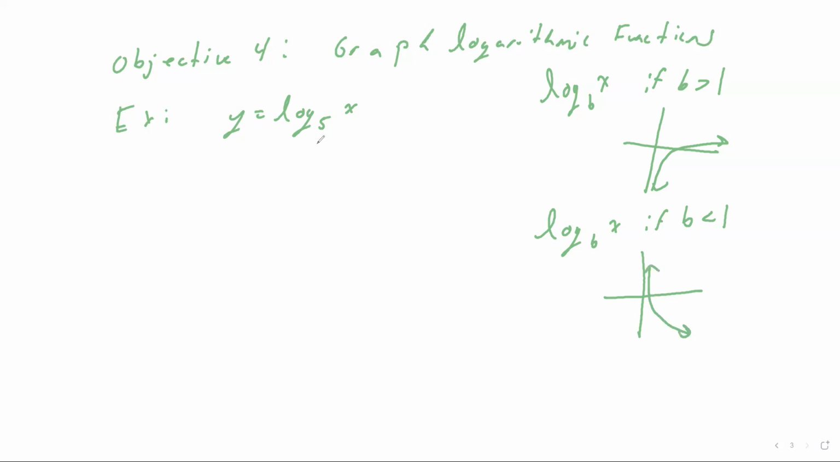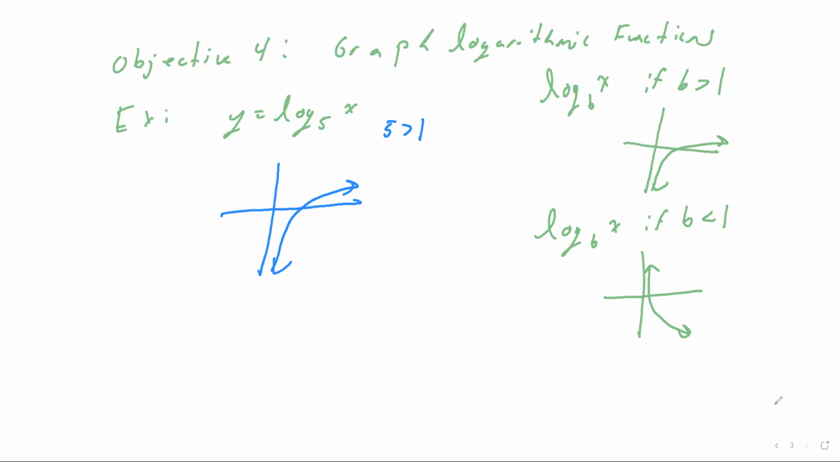All right. So in this example, I see that 5 is greater than 1, so it's going to be a logarithmic growth. So I'll just get a function like this. And that's it. On your homework, you might have to plug in some random points like 1, 2, 3, and 4, however many points it tells you to do, to be able to plot some points so that you can graph it.